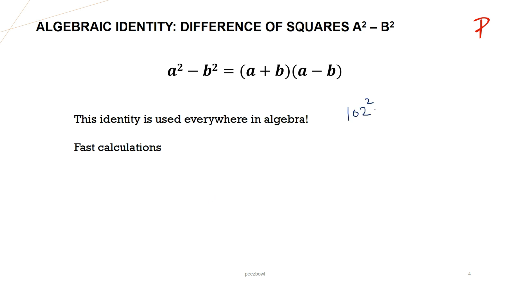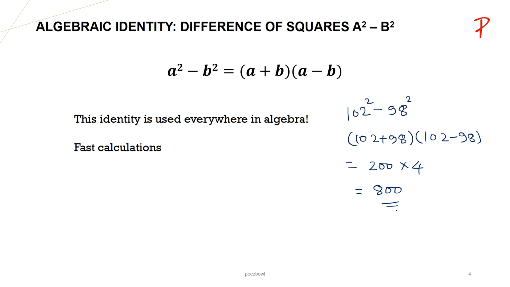102 square minus 98 square, right? This looks challenging, right? But when I break it down, it will look like 102 plus 98 in one bracket and 102 minus 98 in other bracket, right? So 102 plus 98 is 200 multiplied by 102 minus 98 is 4. This is equal to 800, right? So now this is quite simple, isn't it?